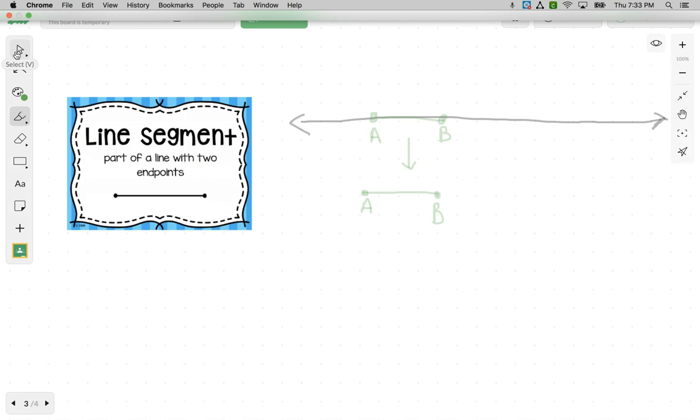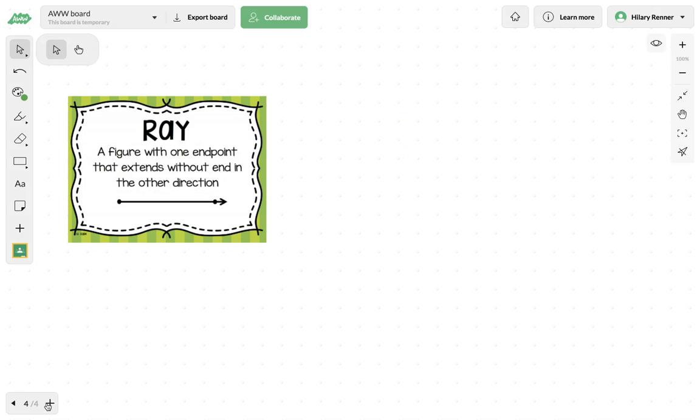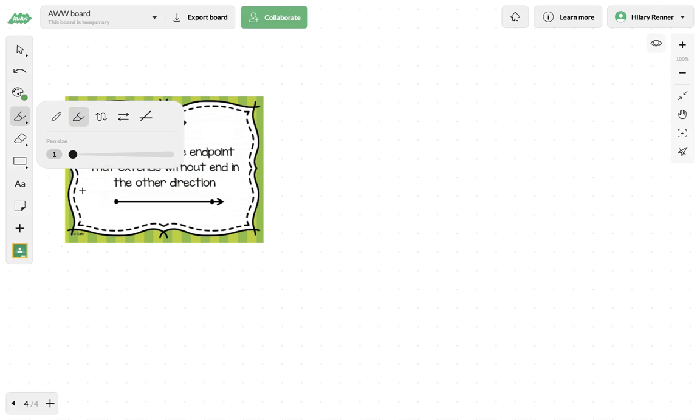The last type of geometric figure that we have is a ray. Now, a ray is part of what we call an angle. So before we get into angles, we have to learn about what a ray is. A ray is like a half line segment because it has one endpoint where it doesn't go on forever. See, here's my one endpoint. And then it goes on forever in the other direction.